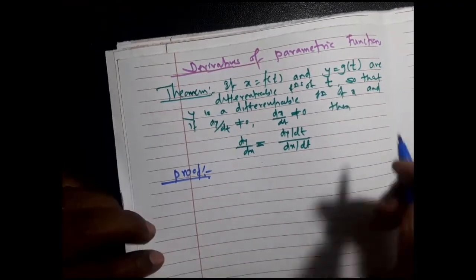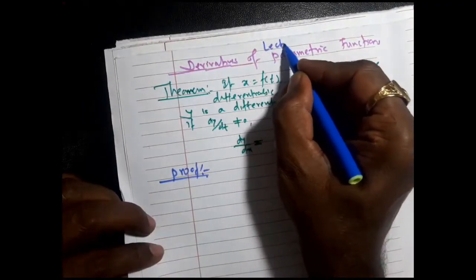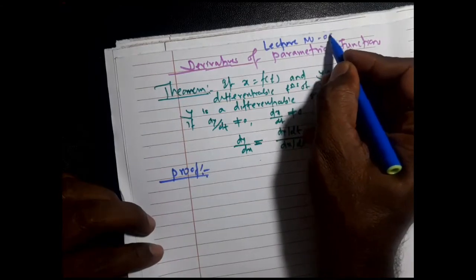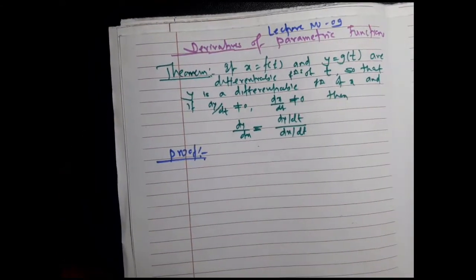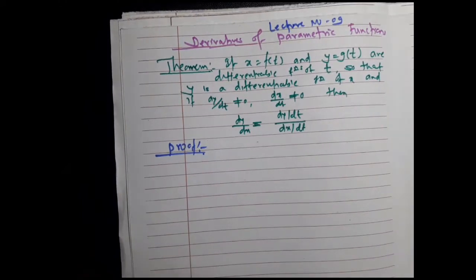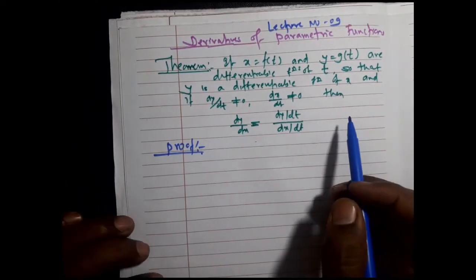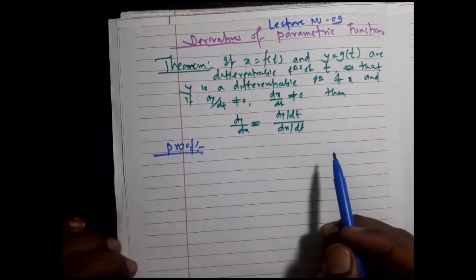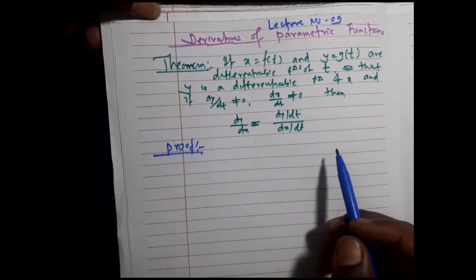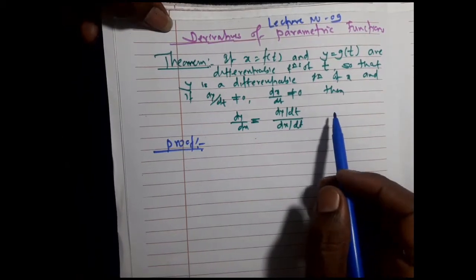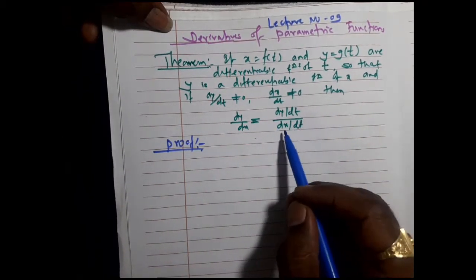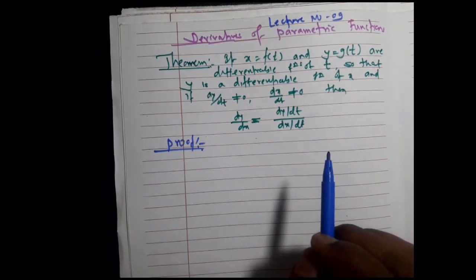Well, dear students, this is lecture number 9. Derivative of parametric functions. If x is f of t and y is g of t are differentiable functions of t, so that y is a differentiable function of x, and dy by dt is not equal to 0, dx by dt is not equal to 0, then dy by dx is dy by dt upon dx by dt.